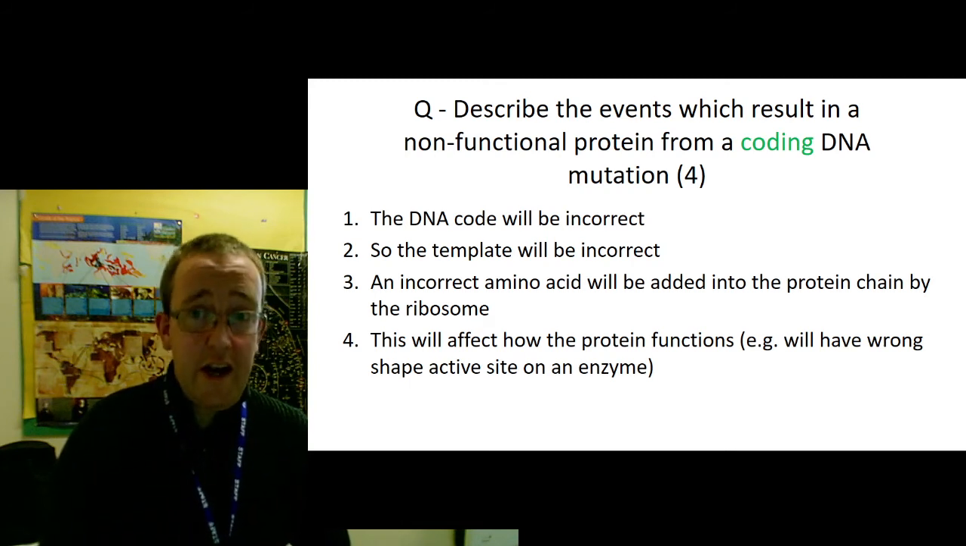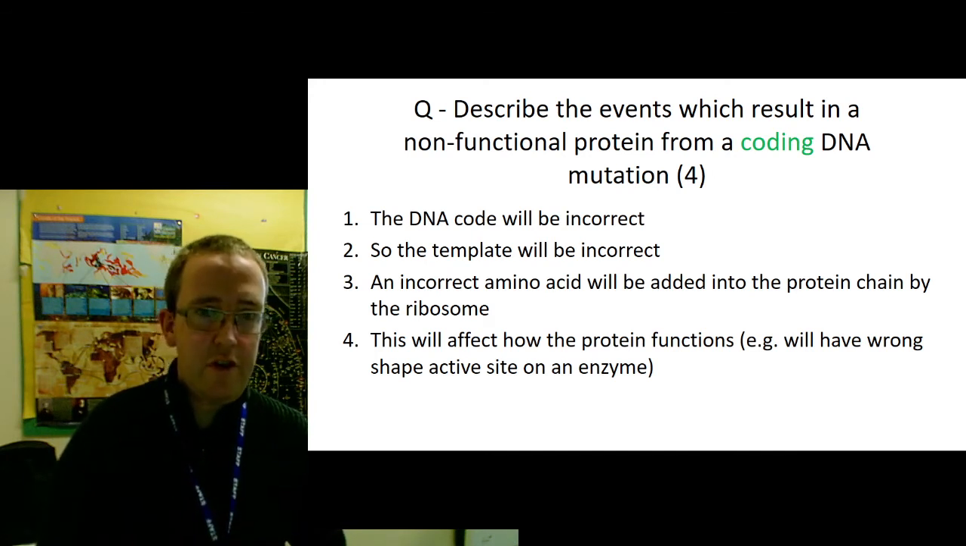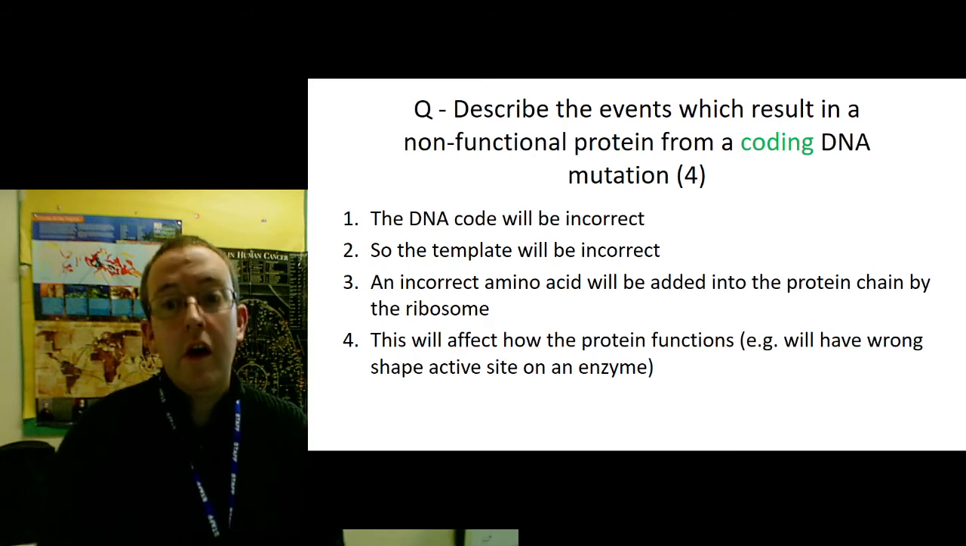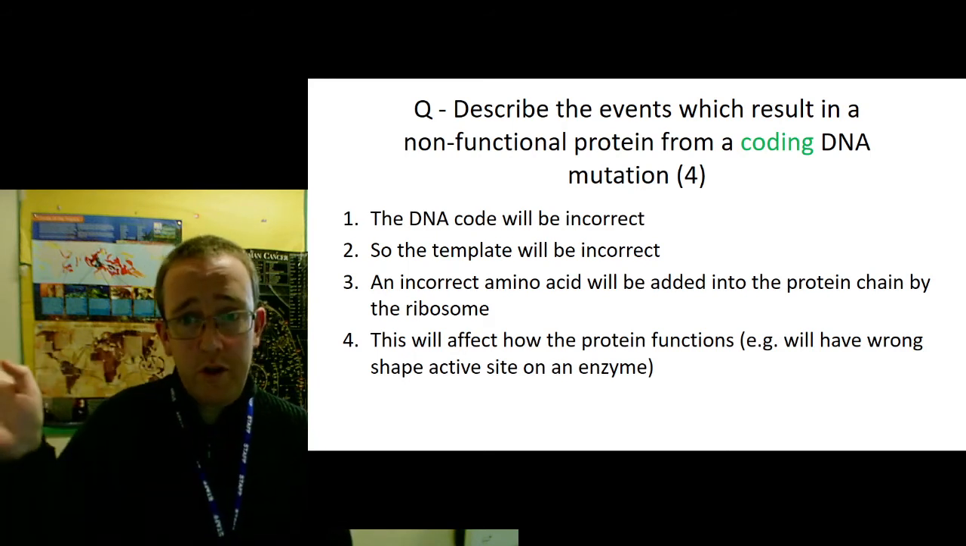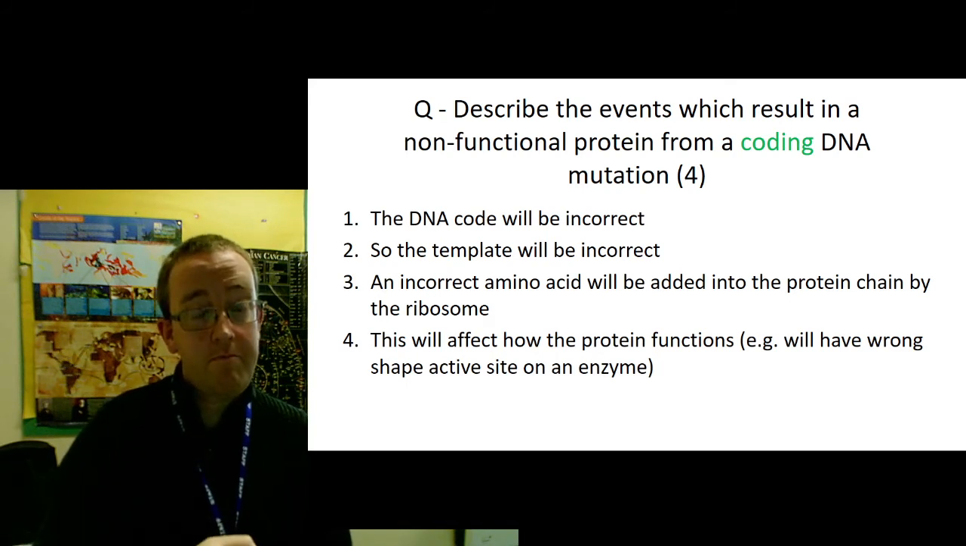1, the DNA code will be incorrect. 2, so the template will be incorrect. Now those of you who were paying close attention to the last video will know that that template is this molecule RNA, which of course you don't have to know about at GCSE, but that's what it is. And then that goes off out to the ribosome. Number 3, an incorrect amino acid will be added to the protein chain by the ribosome, right?